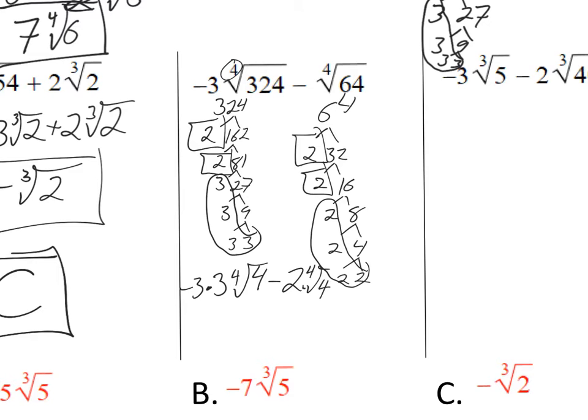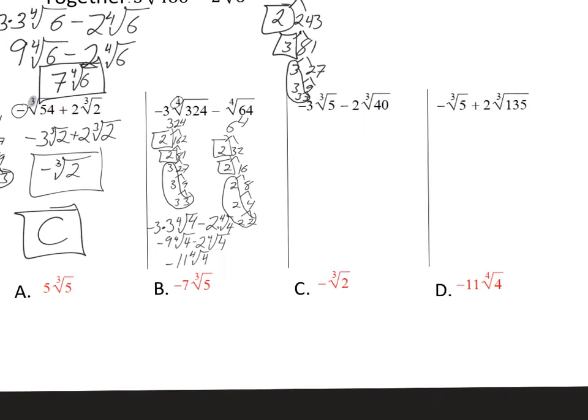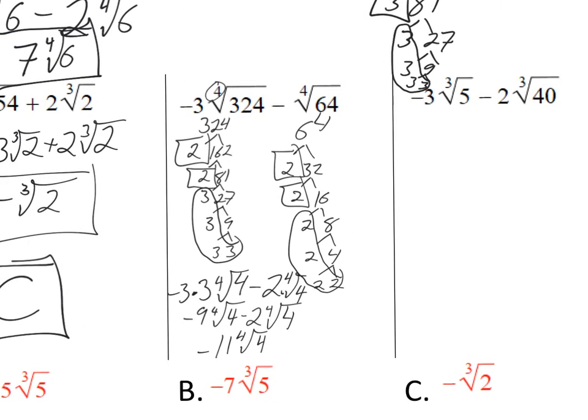So negative 3 times 3, that's negative 9. So I have negative 9, fourth root of 4, minus 2, fourth root of 4. Negative 9 minus 2, that's negative 11, fourth root of 4. Let's see if that shows up anywhere. Yeah, it does. It's D. So I'm just going to write up at the top, hey, this one's D.